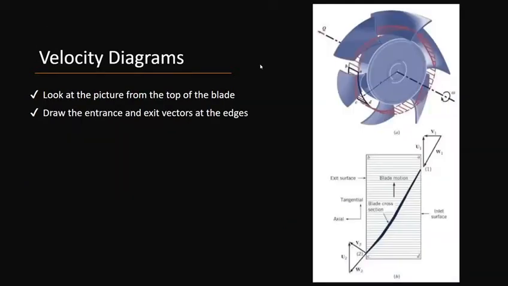To draw one of these, you have to look at the turbo machine from the top of the blade. Then you have to draw two triangles with the vector addition as seen in the image. W is always going to be parallel to the blade, and U will be the tangential component.